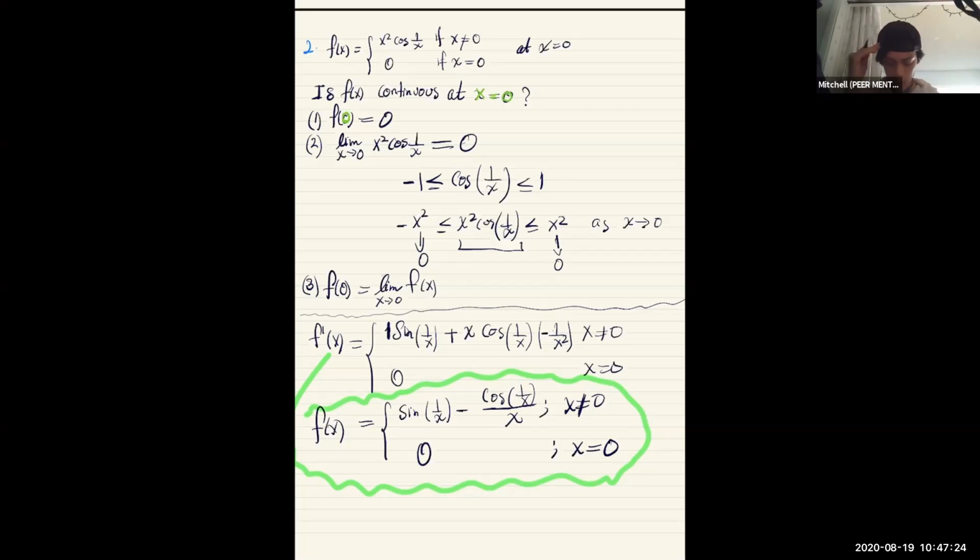Professor, I think it's supposed to be 2x cosine 1 over x. Yeah, one of my derivatives is not right. So yes, I see what's going on. That should have been a 2x, right? Yeah, I got a different... 2x, yeah, and then this should be x squared. Okay, so that fixes everything.